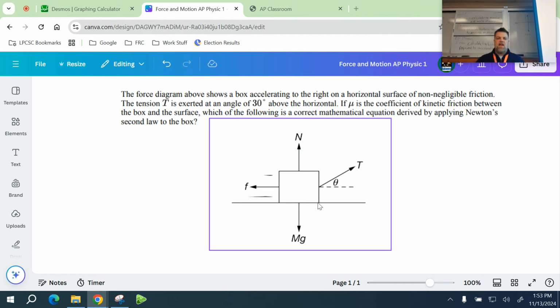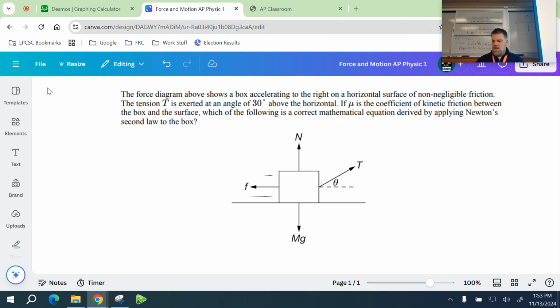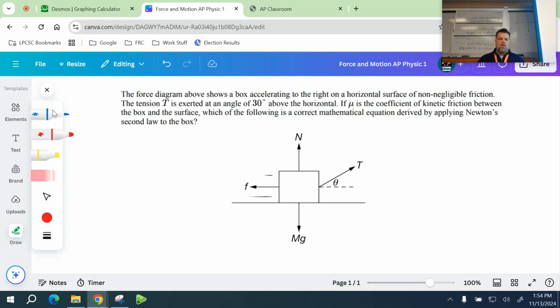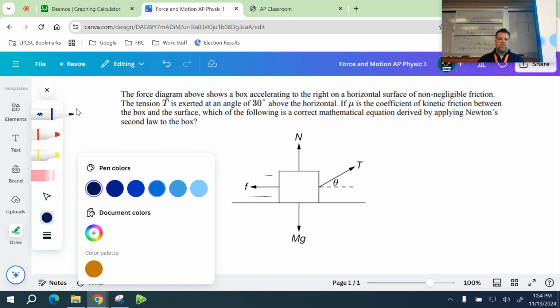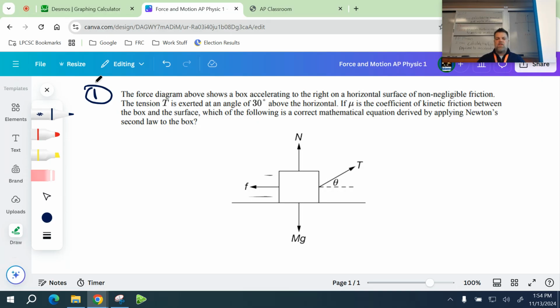For this one, this is question number 1 from our most recent assignment. It says the force diagram above shows a box accelerating to the right on a horizontal surface of non-negligible friction. So they're saying there's friction. We used to say frictionless, but that always confuses people because there's always friction. But basically, they're saying we're going to have to consider the friction.